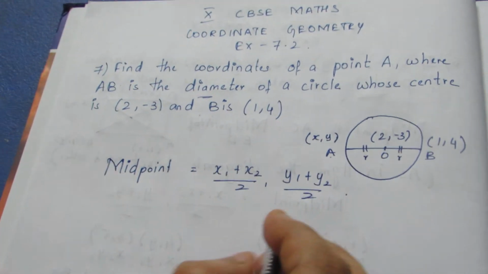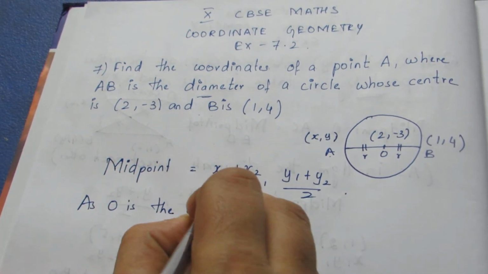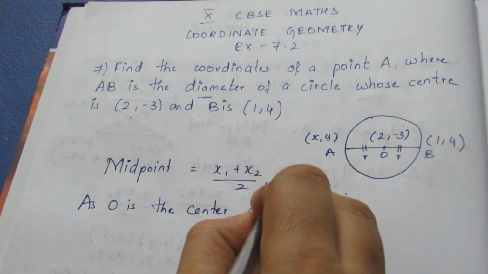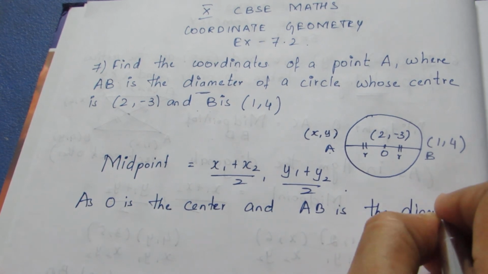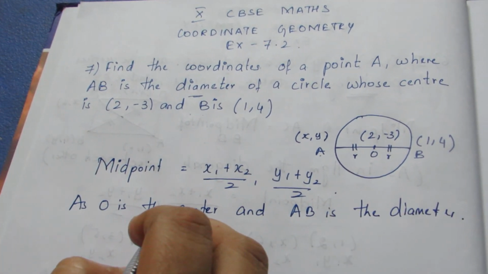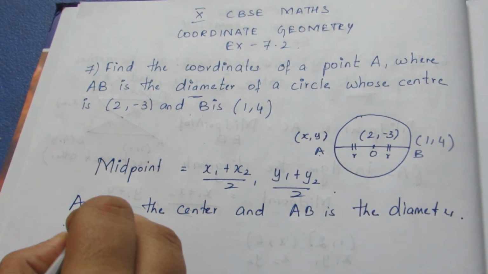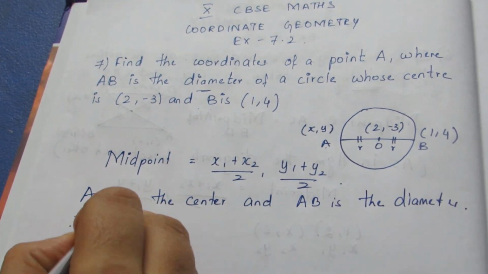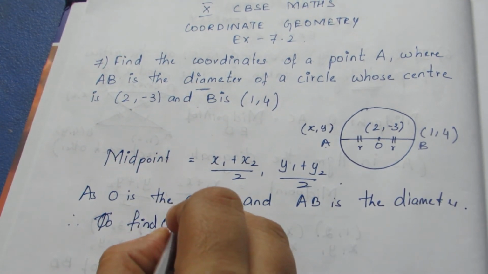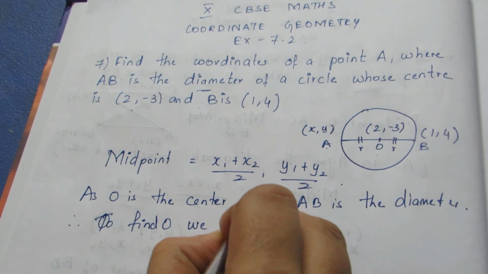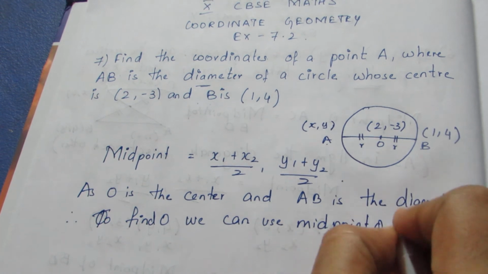So give reason for it. As O is the center and AB is the diameter, therefore to find O, we can use the midpoint of AB.